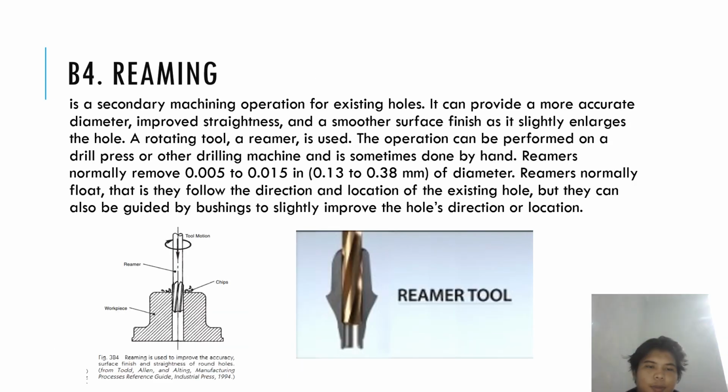Now we have reaming. Reaming is a secondary machining operation for existing holes. It can provide a more accurate diameter, improve straightness, and give a smoother surface. If you already made a hole with a drill or other operations, you can use a reamer. They can be guided by bushings to slightly improve the hole's direction or location.